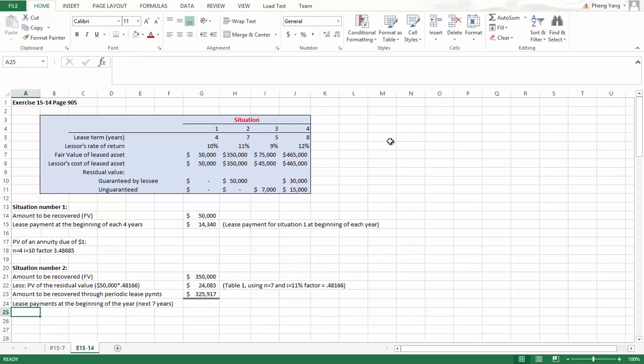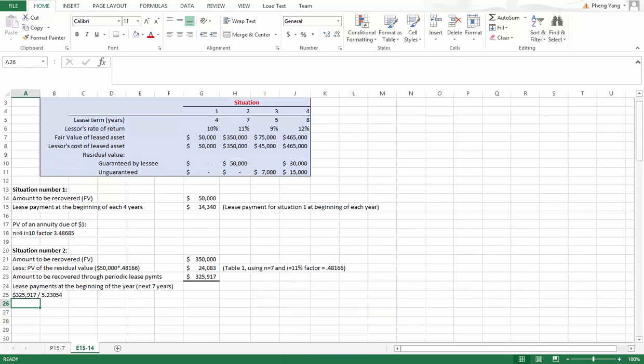So I'm going to take $325,917, which is what we figured here. I'm going to divide that by my factor, 5.23054. And this factor comes from table 6. My number of payments equals 7. Interest equals 11% for a factor of 5.23054.